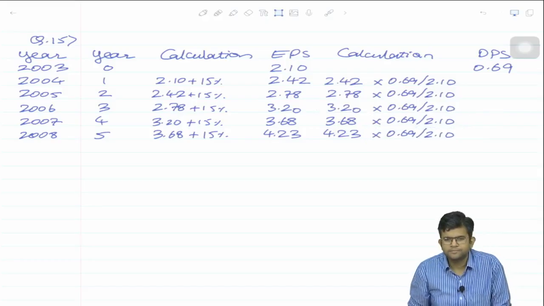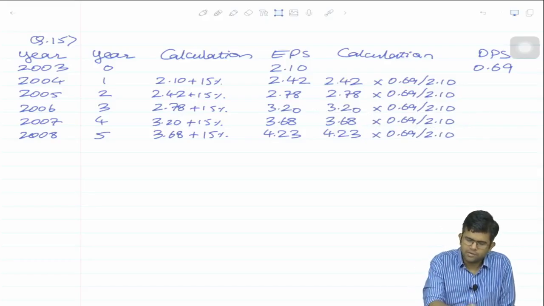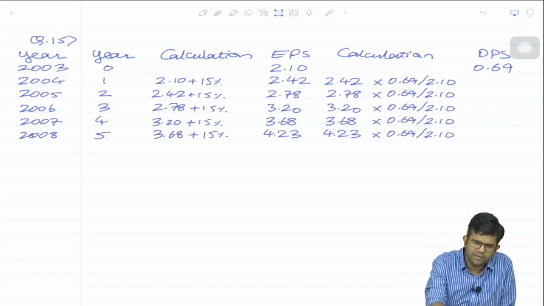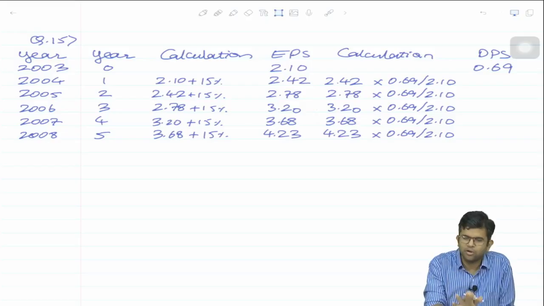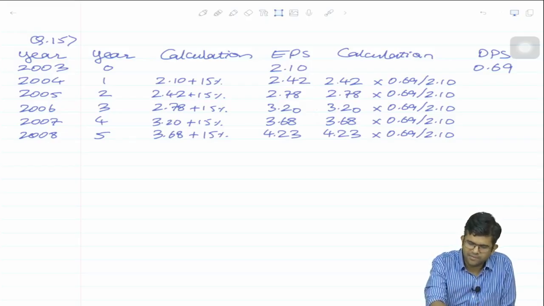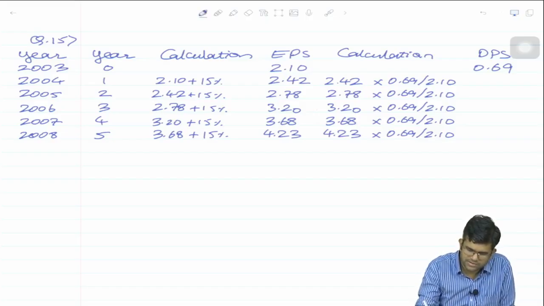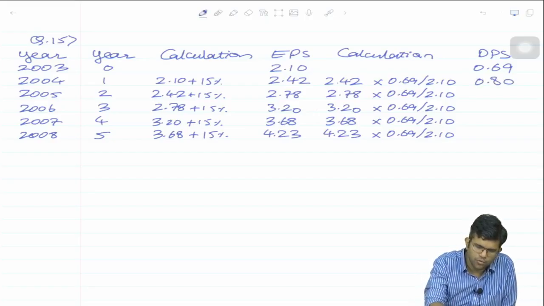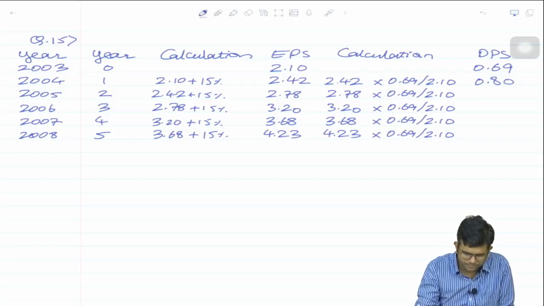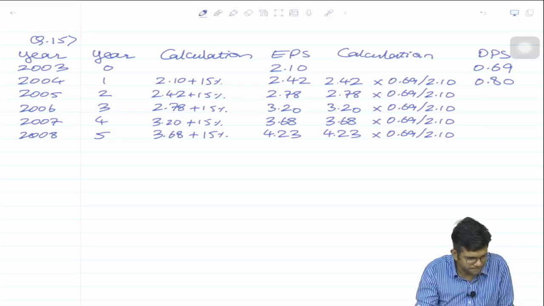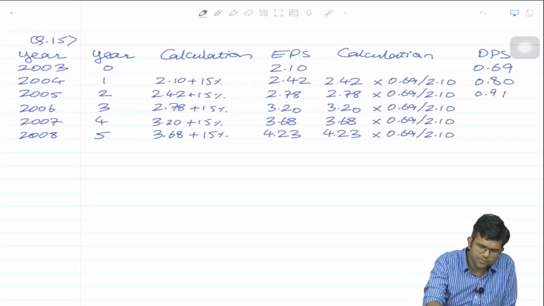All done? Okay. So now I will take the calci. I'll do 0.69 divided by 2.1 first. I'll put it common and then I'll keep multiplying one by one. 2.42. So this is 0.8. 2.78. This is 0.91. 3.2.